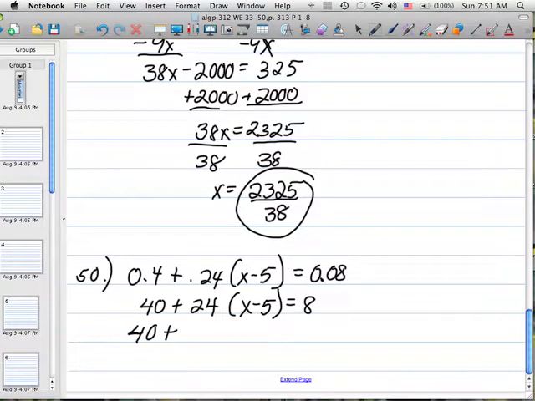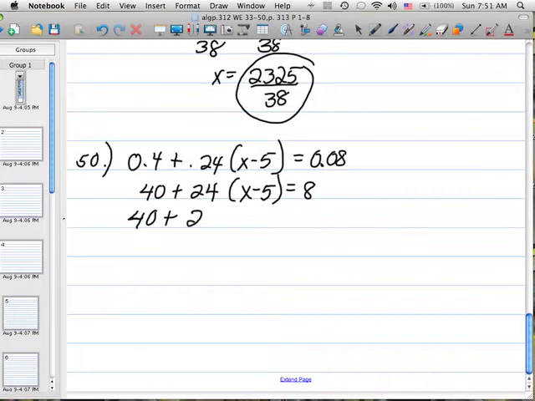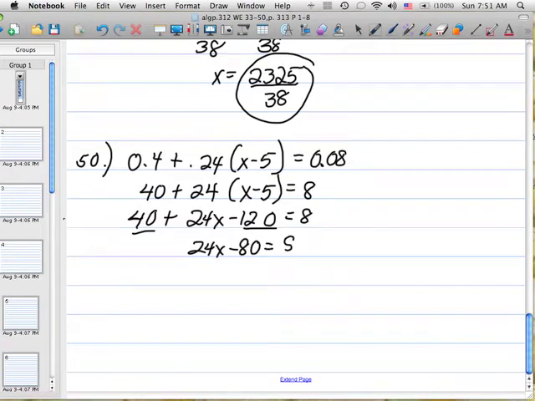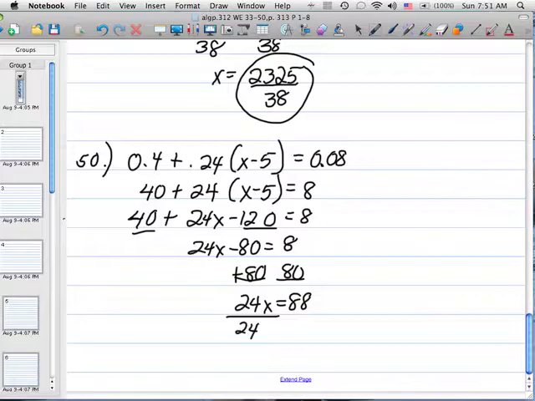So we have 40. Get rid of the parentheses. Simplify your left side. Plus 24x minus 120 equals 8. Collecting like terms, we get 24x minus 80 equals 8. Add 80 to both sides. We get 24x equals 88. Divide by 24.